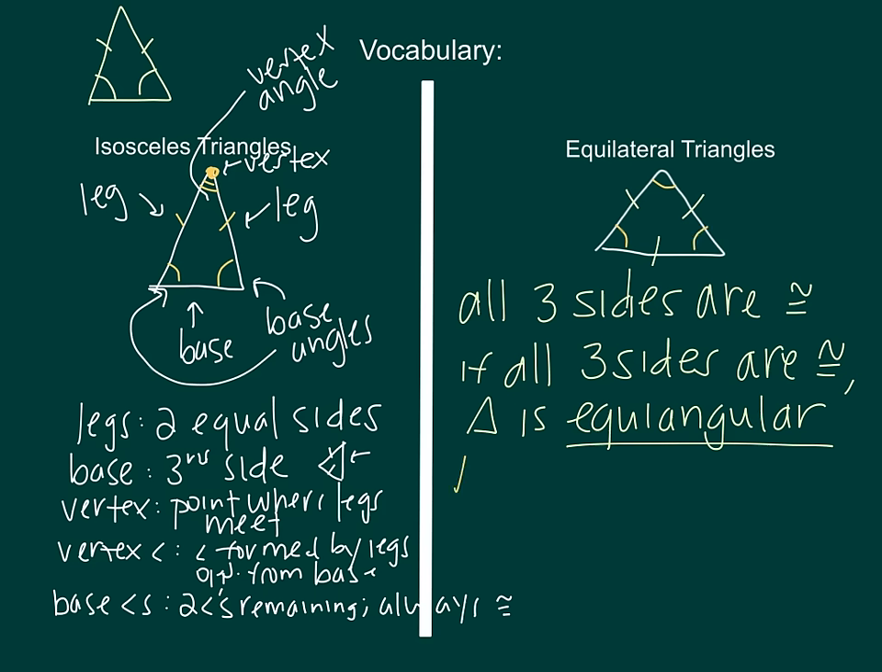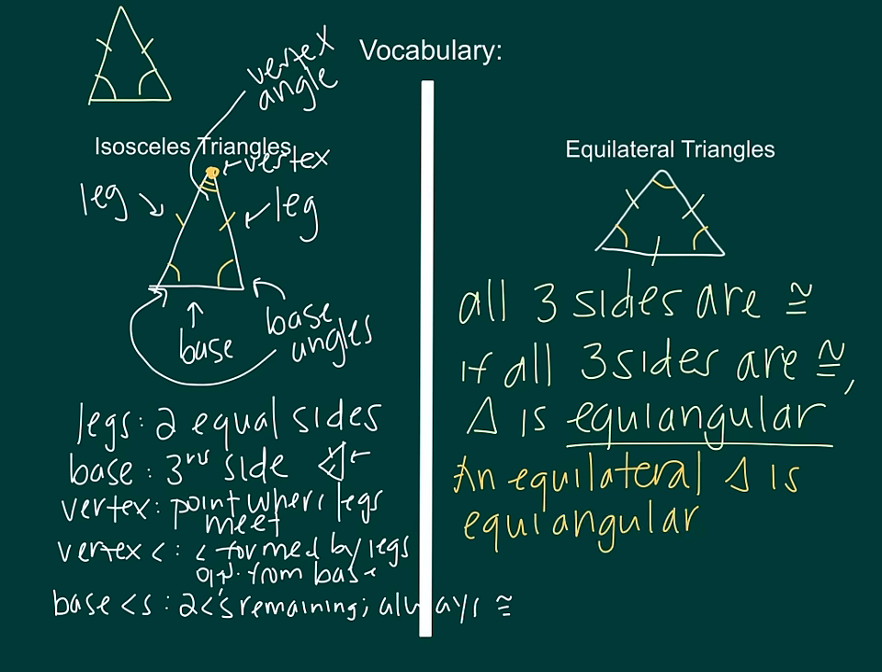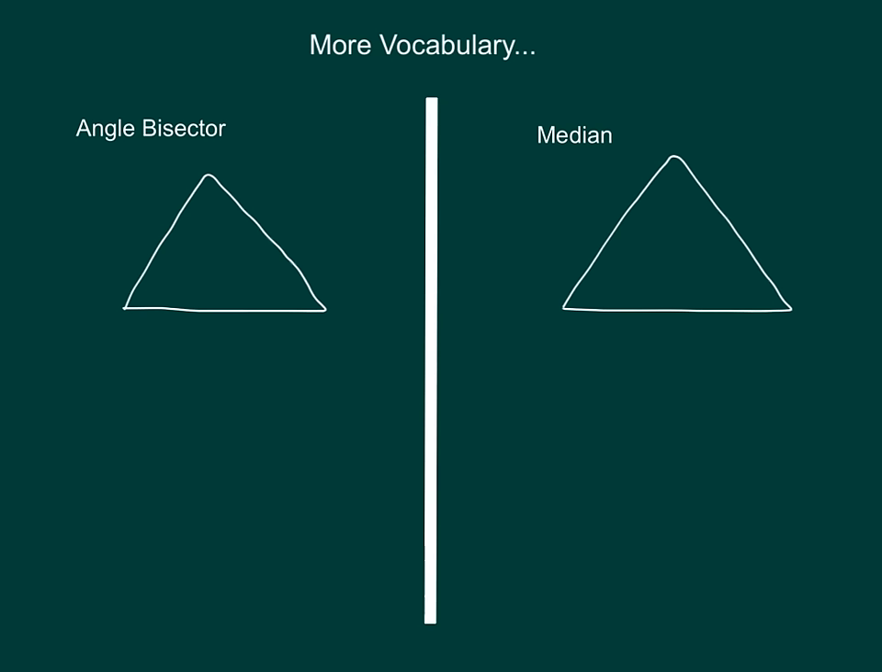So an equilateral triangle is equiangular and vice versa. So that means an equiangular triangle is also equilateral. So those are our two important triangles. Now let's dive in a little bit deeper about more things about triangles.